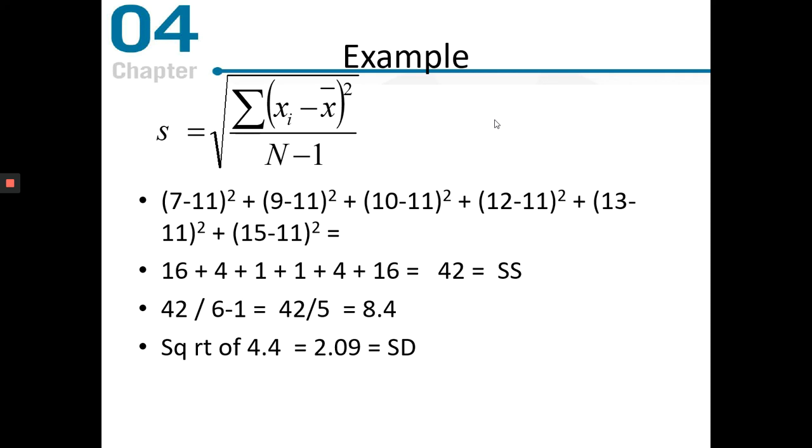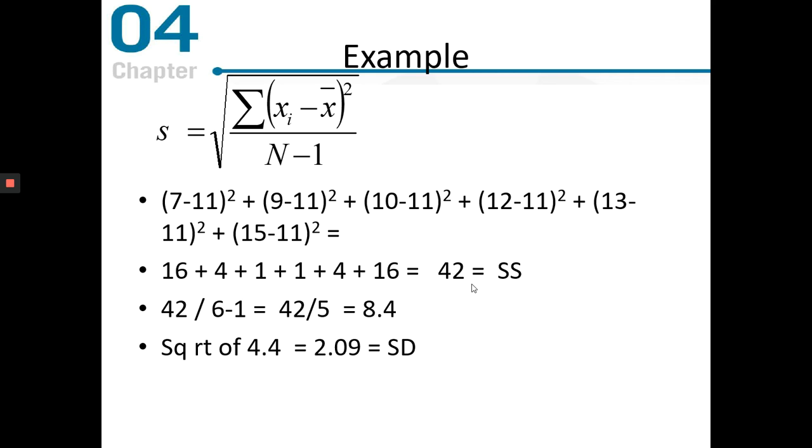So we add those together. Remember, in this formula, it says to take every score, subtract the mean, square that, and add them together in the end. So we add those together and we get 42. 42 is the sum of squares. The sum of squares is this top part. The squares are each score minus the mean, squared, and then added together. So 42 is our sum of squares.